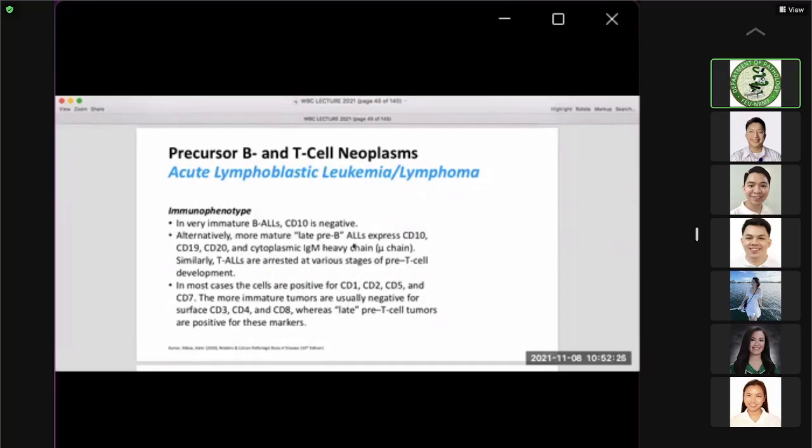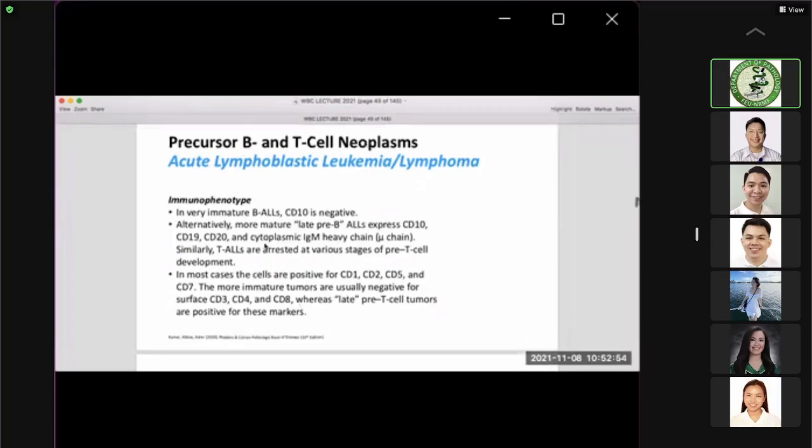Alternatively, more mature, late pre-B ALLs express CD10, CD19, CD20. Okay, so these are the ones that we request. Will not dwell so much on this, but I want you to familiarize yourselves with the different immunophenotypes, that needs to be requested for the specific white blood cell neoplasm.